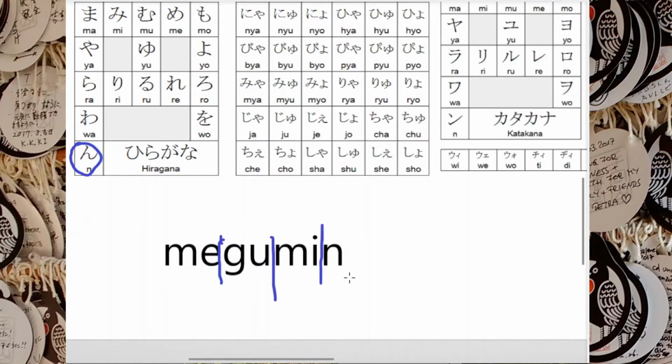So you're pronouncing all these parts differently. So it's me-gu-mi-n, that n at the end. Whereas in English, we would say me-gumin. So we would pronounce it me, and sort of borrow the G for the next bit, and do that. So it's megumin in English, but me-gu-mi-n in Japanese, because we separate it differently. Understood?